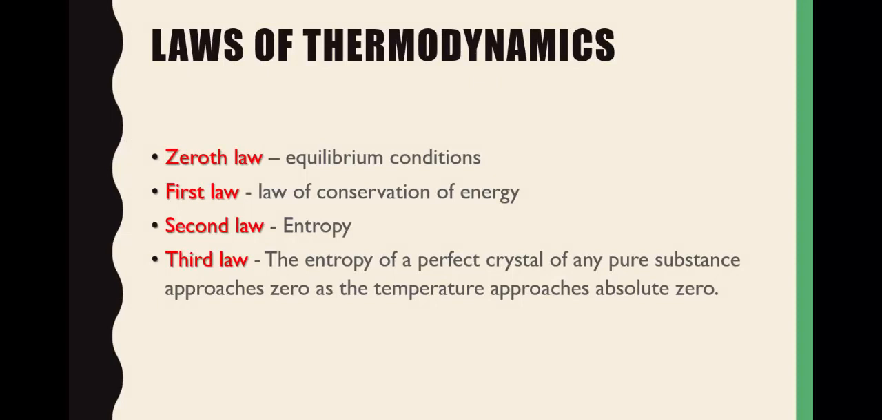Then we move to the laws of thermodynamics. There are basically four basic laws of thermodynamics which govern even nature. That is the zeroth law, first law, second law and third law. The zeroth law deals with equilibrium conditions. That is, if body A is in equilibrium with body B and body C, then body B and body C are in equilibrium with each other, which is a perfect example of a thermometer, right?